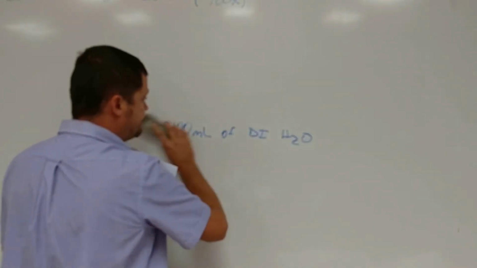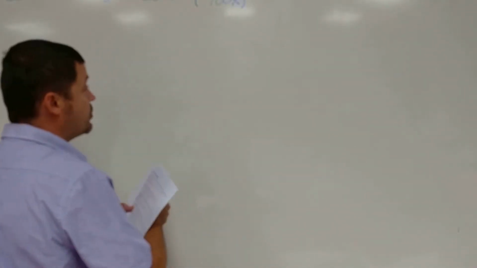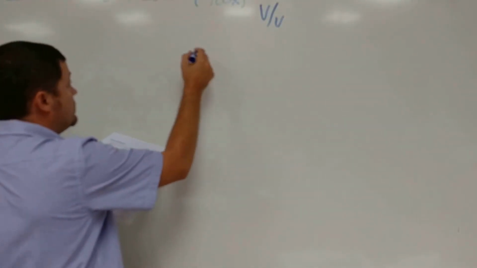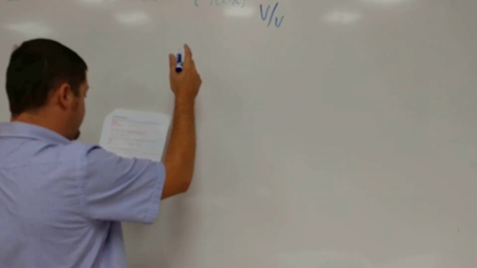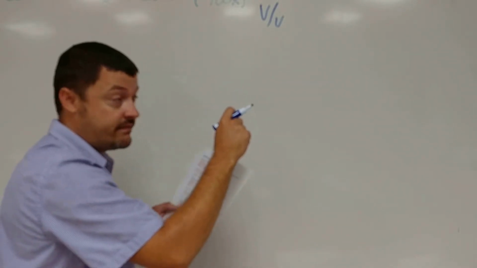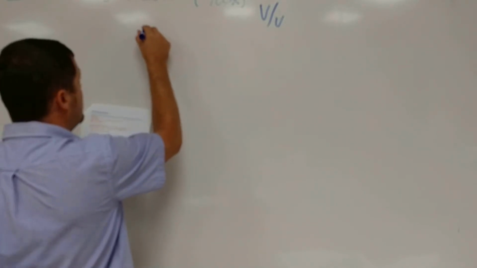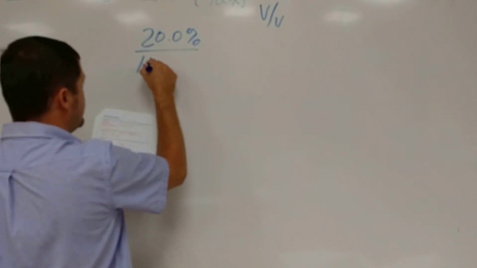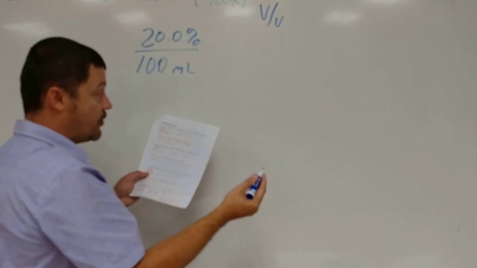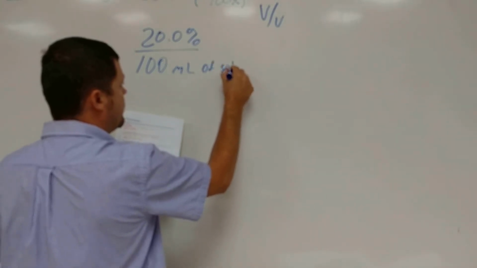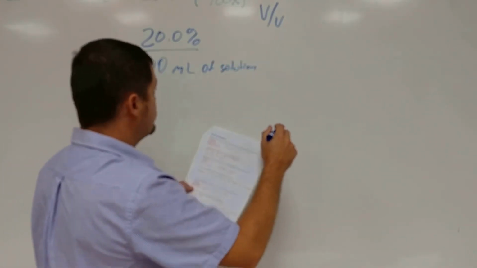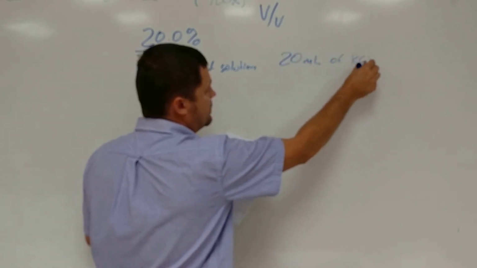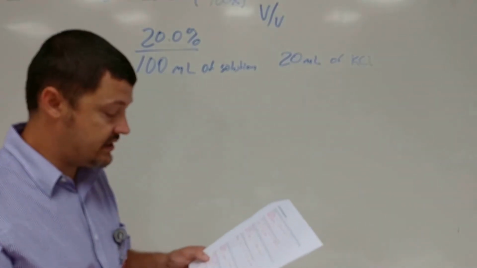Now the last one is going to be volume over volume. So how many milliliters of potassium chloride to make a 20% volume over volume solution? So start off with 20. And again, that's going to be 100 milliliters again, because it's a volume we're working with. So that is going to be 20 milliliters of KCl. So how would we finish this one off? This one's a little bit different.